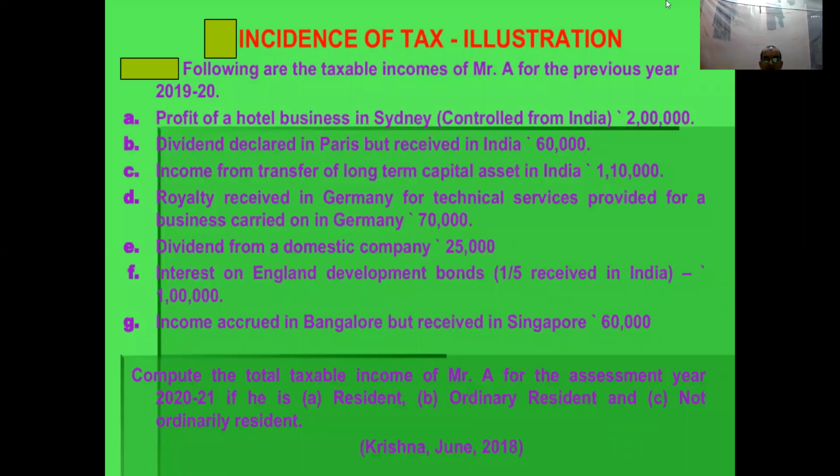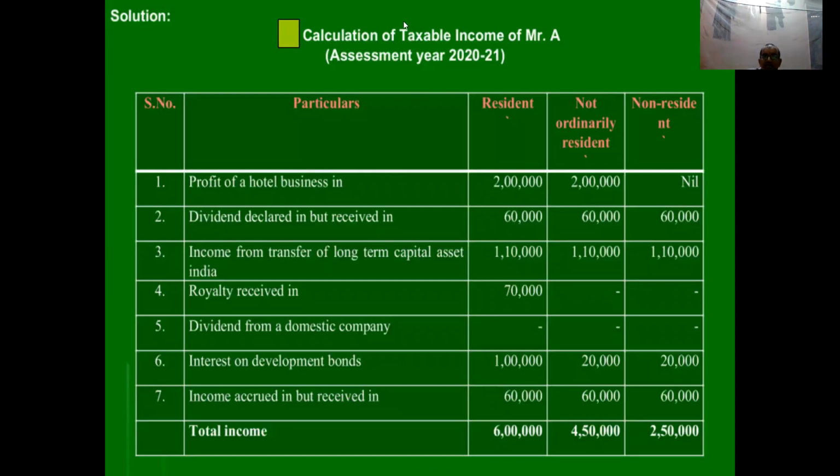Now the next transaction is income from transfer of a long-term capital asset in India. So this is an Indian income. He owns a capital asset in India and has received some income for transferring it. Its amount is 1,10,000. Since it is Indian income, as we have seen in the table, it is taxable in all three conditions.